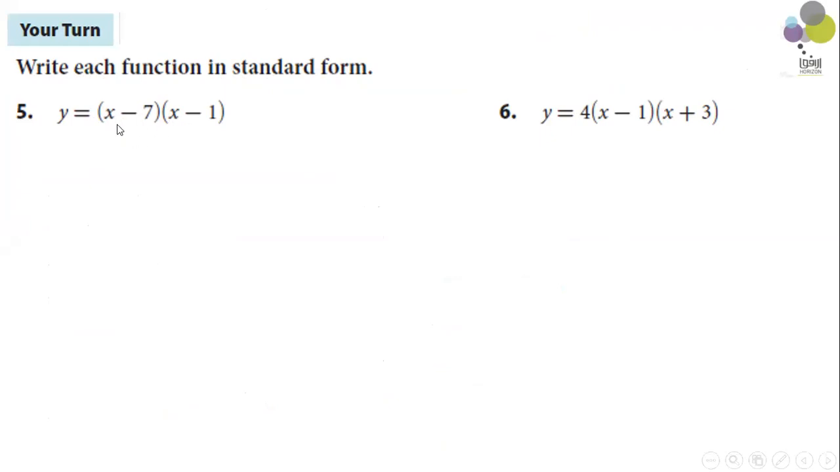x multiply x, x multiply negative 1, negative 7 multiply x, negative 7 multiply negative 1. So we will combine negative x minus 7x, it will be minus 8x. And this is standard form. Number 6, the same way.